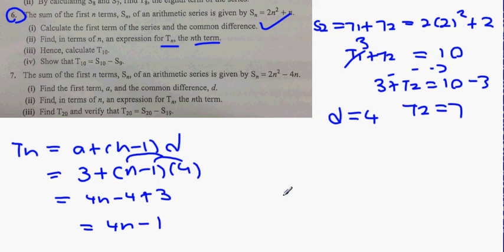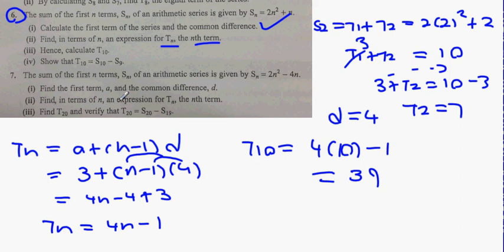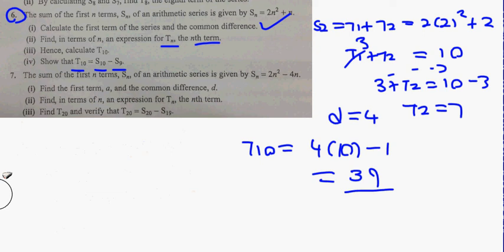Now calculate T10. That's Tn, therefore T10 has to be 4 times 10 minus 1, which is 39. Show that T10 equals S10 minus S9. Well, T10 is 39, so I have to figure out what S10 is first. S10 is 2 times 10 squared plus 10, which is 210.